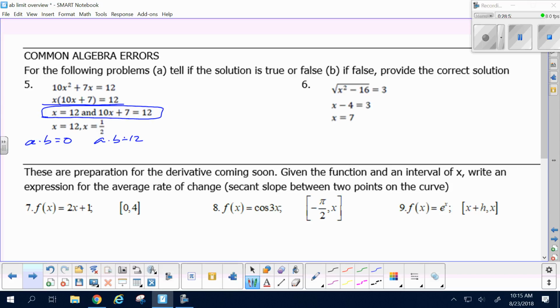United States of America, and to the republic for which it stands, one nation, under God, indivisible, with liberty and justice for all.